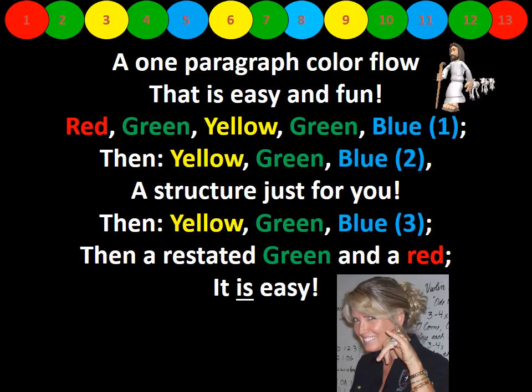Red, green, yellow, green, blue, one. Then yellow, green, blue, two. A structure just for you. Then yellow, green, blue, three. Then a restated green and a red. It is easy.